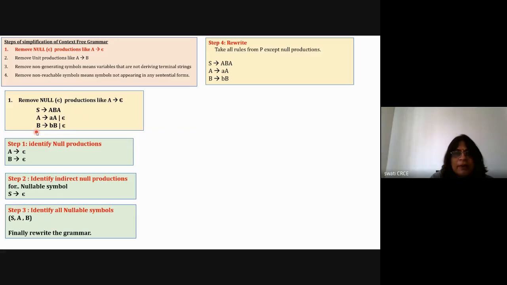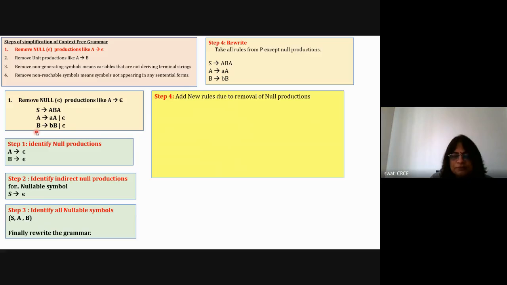So see, I'm taking the second variable. A is equal to epsilon. So I'm going to remove A is equal to epsilon now. But if I'm removing A is equal to epsilon, then you need to identify what the changes or different values of other variables are. So start from S, start looking here.